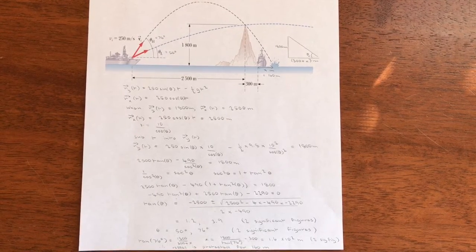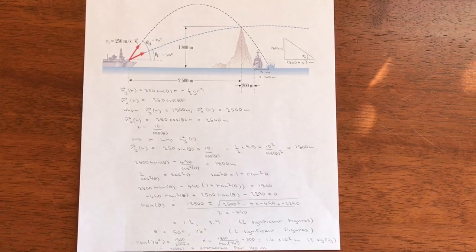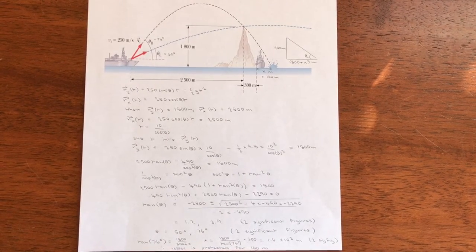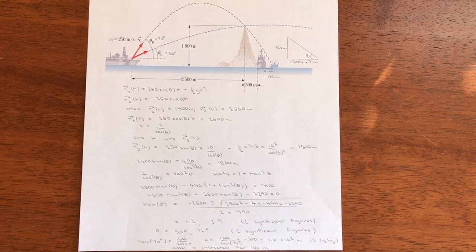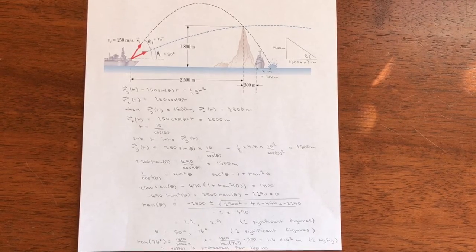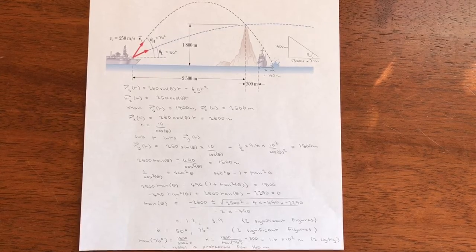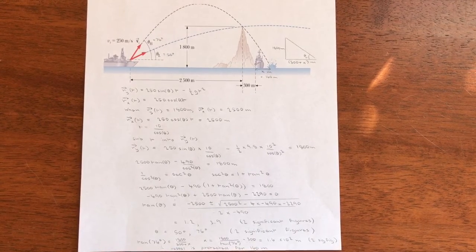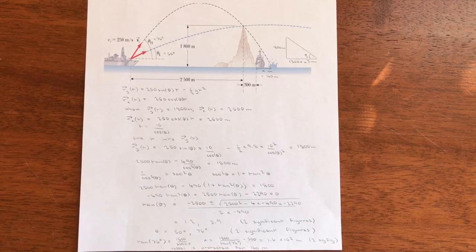protected. I have started by writing the equations for the y and x positions as a function of time for the projectile. Then, from the diagram, you can see that when the y position is 1800 meters, the x position will be 2500 meters as the projectile is passing the top of the mountain.